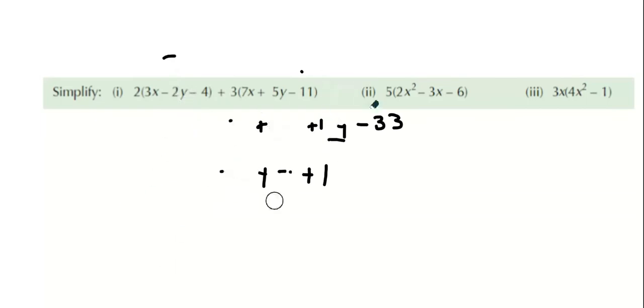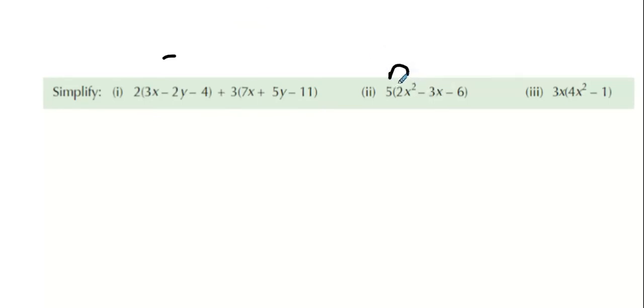Now, on the next question, we're multiplying these out. So 5 times 2x squared, 5 times minus 3x, and 5 times minus 6. So we're going to get 10x squared. Then minus 15x. And 5 times minus 6 is minus 30. And that's you done. That's all you gotta do, that's simplified.